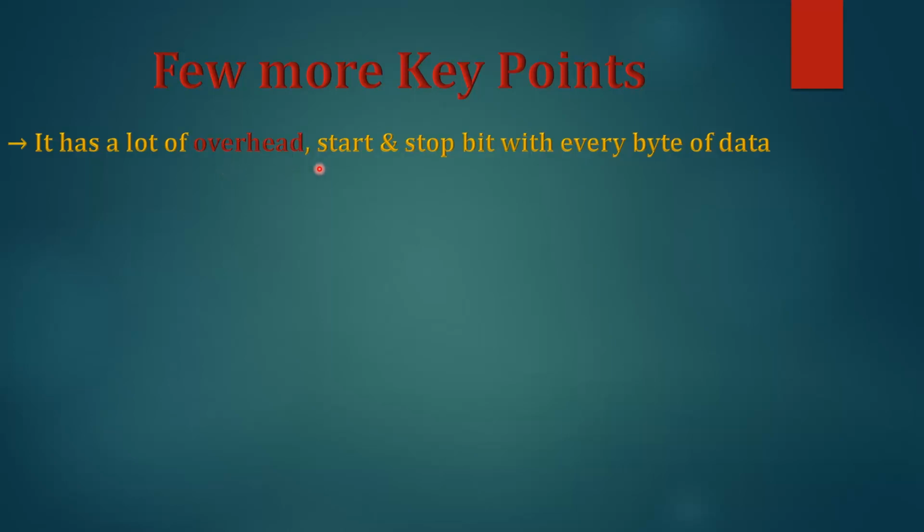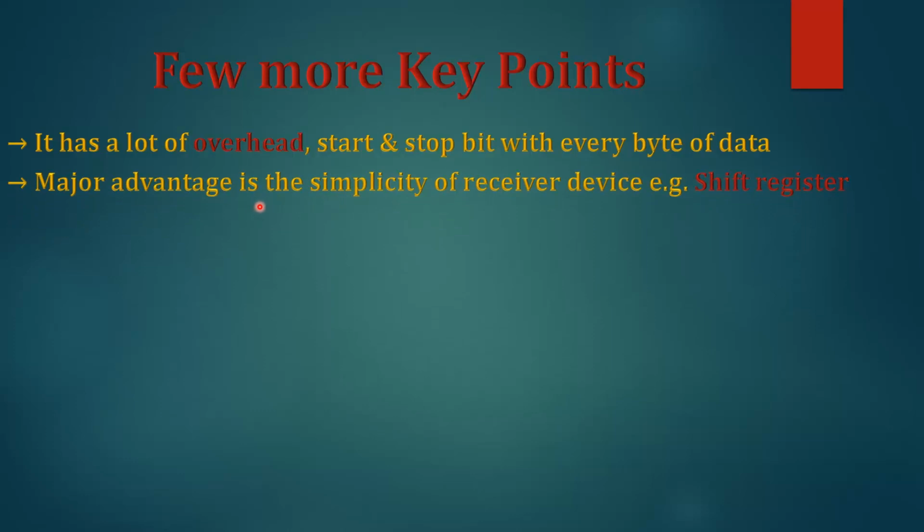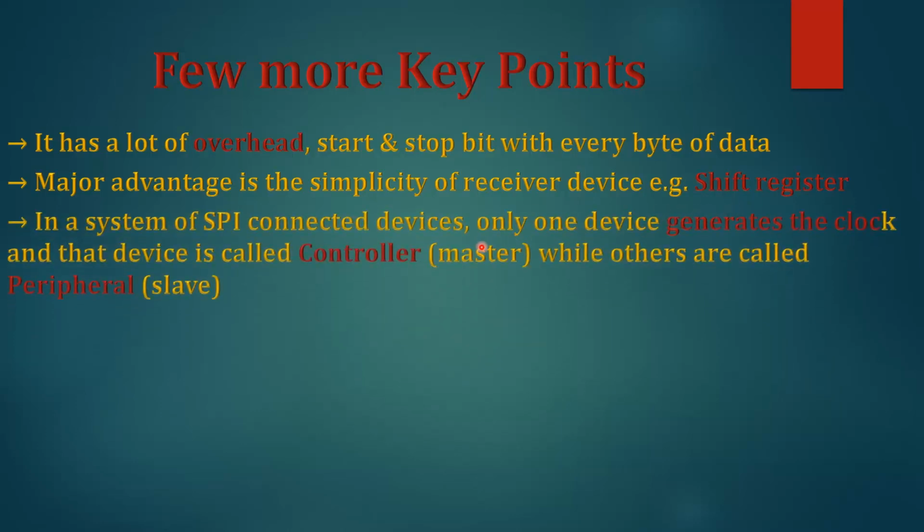And what is that overhead? Start and stop bit with every byte of data being sent. A major advantage is the simplicity of the receiver device. The receiving device in SPI communication can be as simple as a shift register. In a system of SPI connected devices, only one device generates the clock, and the device that generates the clock is called controller, that is master, and the other devices are called peripheral, that is slave.